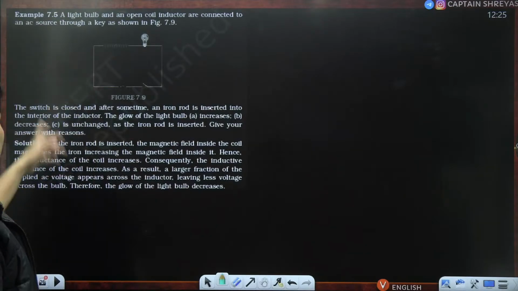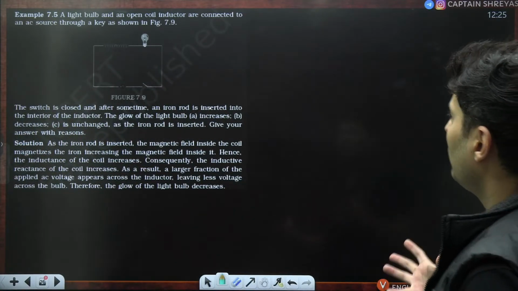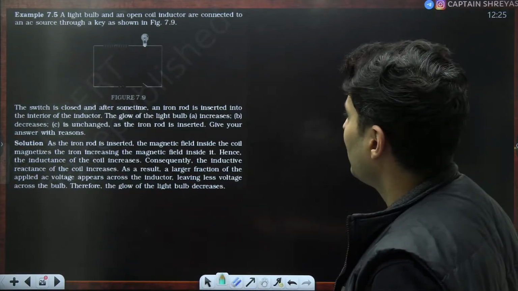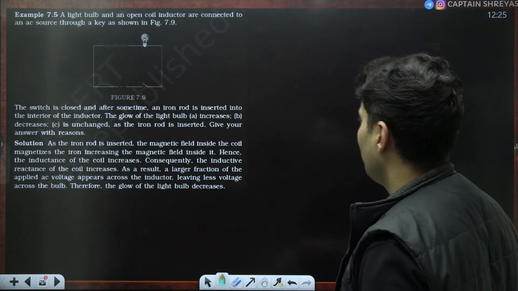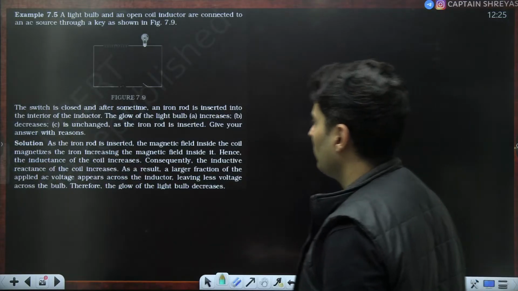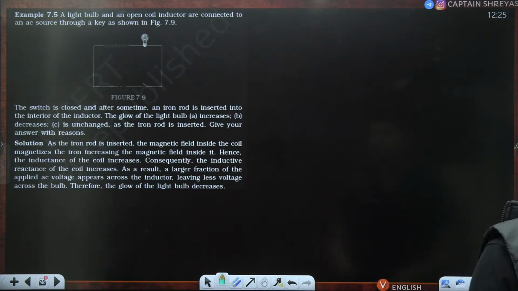This was the last example before we take a break, and then we'll return. A light bulb and an open coil inductor are connected to an AC source through a key as shown in the figure. The switch is closed. After some time, an iron rod is inserted in the interior of the inductor. The glow of the light bulb will increase, decrease, or be unchanged as the iron rod is inserted?